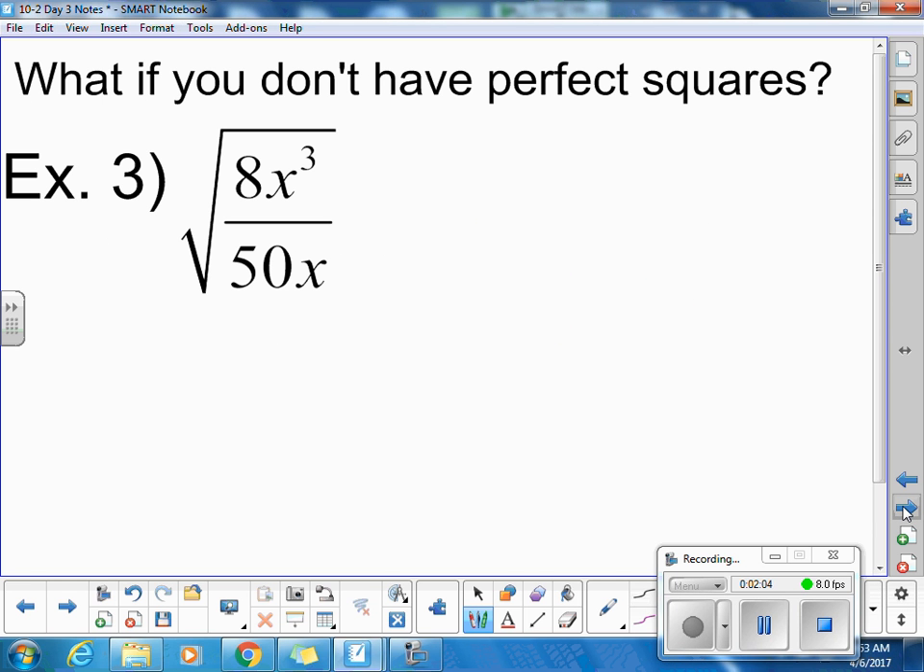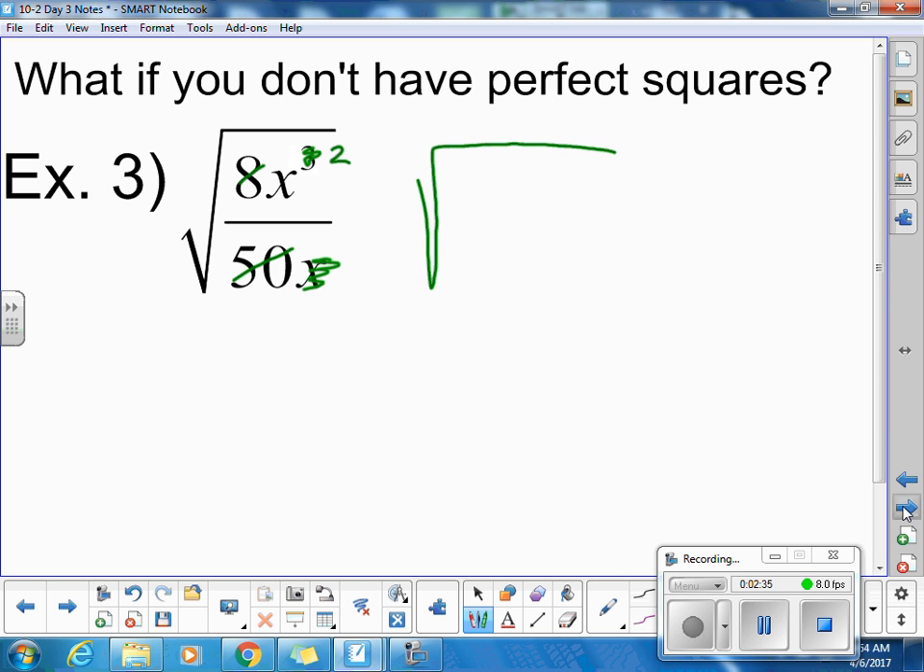What if we don't have perfect squares? So here's where we have to actually do a little bit of math work. I'm going to leave it under one radical right now because I can simplify. So remember when we have x to the 3rd over x, this one x in the bottom cancels with one of the x's in the top, leaving it instead of x to the 3rd, x squared. And I know that 8 and 50 are both even numbers, so they're divisible by 2. So I'm going to simplify my fraction.